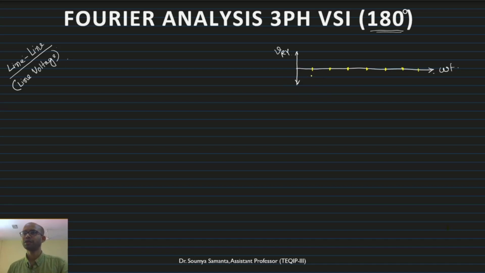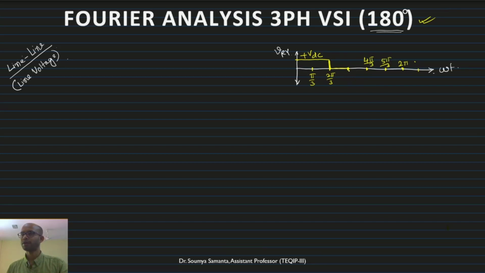What is this? This is 60 degrees, meaning pi by 3. This is 2 pi by 3. This is pi. I'll write it here: 4 pi by 3, 5 pi by 3, and 2 pi. So what was the waveform? The waveform was plus VDC up to this point. Please keep in mind that I am talking about 180 degrees. So this is plus VDC, then for the next 60 degrees it was 0.